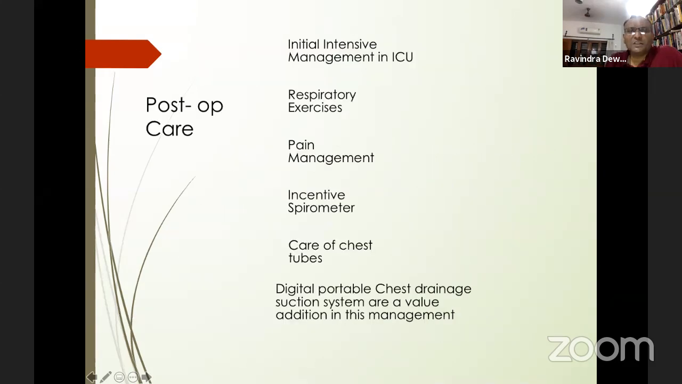Postoperative care standard: initially they're maintained in ICU, respiratory exercises, pain management, incentive spirometer. And I again wish to reemphasize the digital portable chest drainage system is a significant value addition in this management. Because in TB especially, suppose you are doing a lobectomy, the rest of the lung also has got some fibrotic lesions, and that's why the lung cannot expand completely. Digital portable chest drainage suction system decreases the number of days in which we have to use chest drainage and helps in lung expansion and gives better postoperative result. It's an extremely useful value addition in the armamentarium of thoracic surgeons dealing with TB cases.